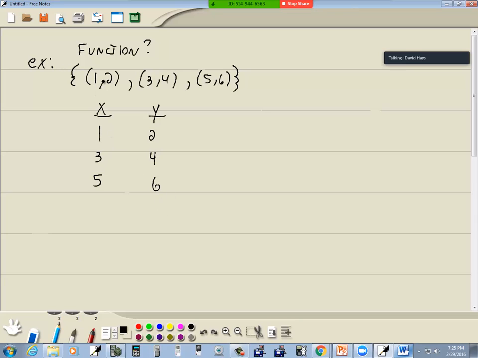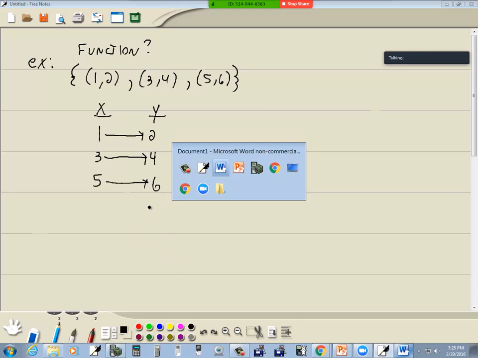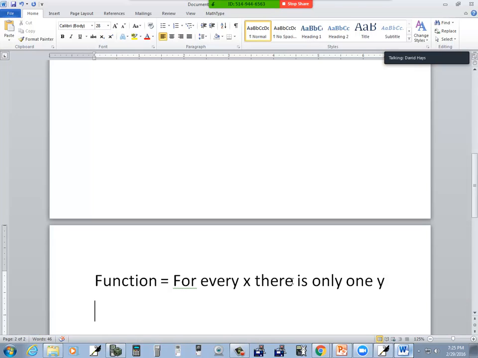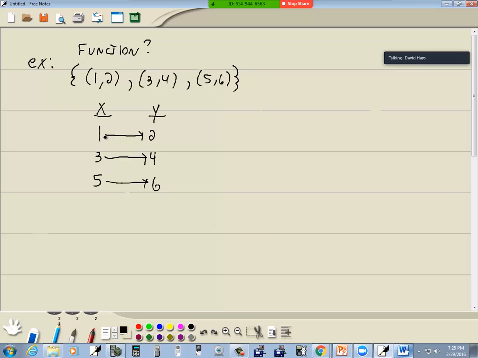A relation is where you have some kind of mapping, that this is related to this. And this is a mapping of a point, where it maps the x to the y part. So I'm going to draw a line between the 1 and 2. Now this one maps 3 to 4. And this one maps 5 to 6. Now our definition says, for every x there is only one y, which means you can only have one line coming out of each x value, which is true in this problem, so this would be a function.